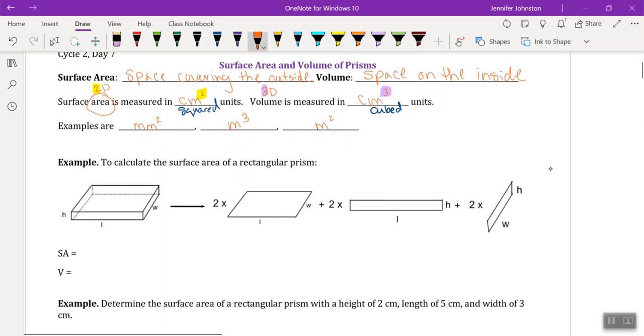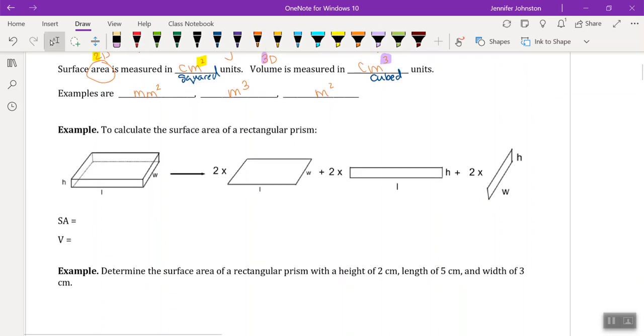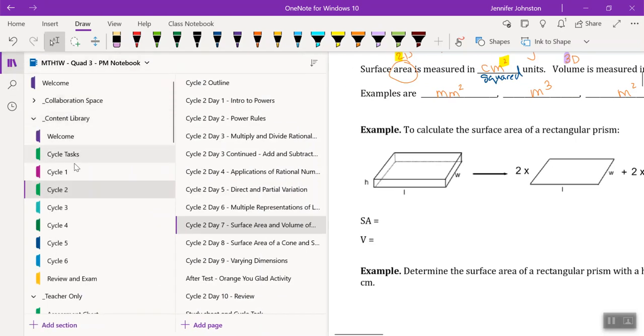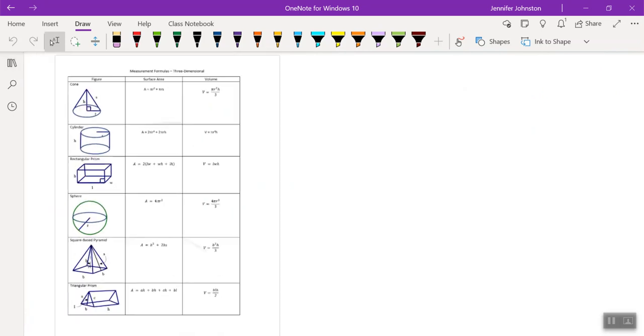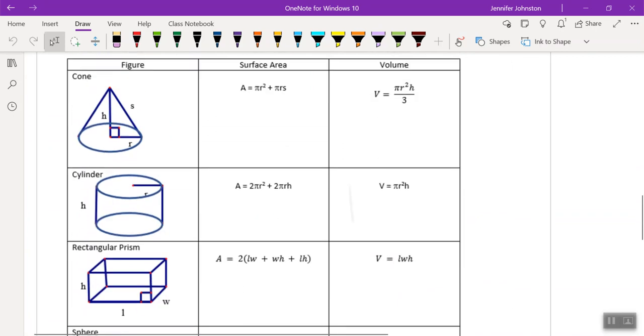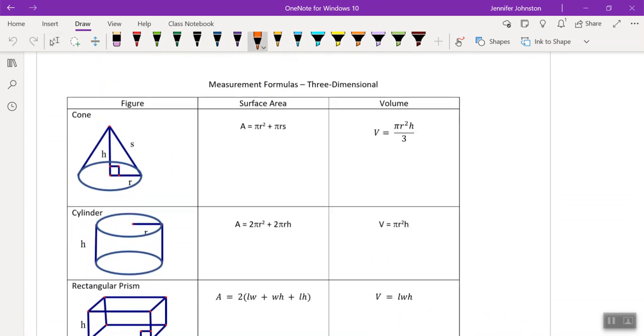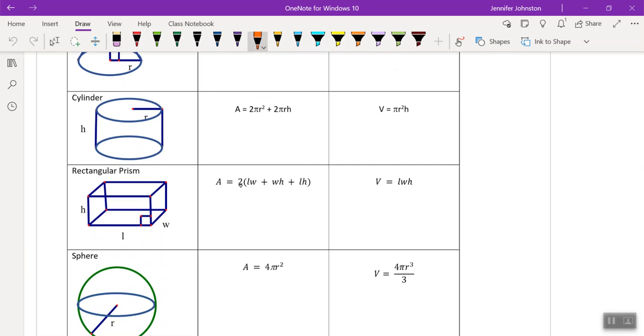Great, all right. We're going to look at a rectangular prism. So here we have a rectangular prism and then the breakdown of that rectangular prism. We can find the formulas in cycle 1 and then our formula sheet. So our formula sheet is right here. If we scroll up, you can see surface area and volume. So surface area here is 2, then L times H plus 2, L times W plus W times H plus L times H.